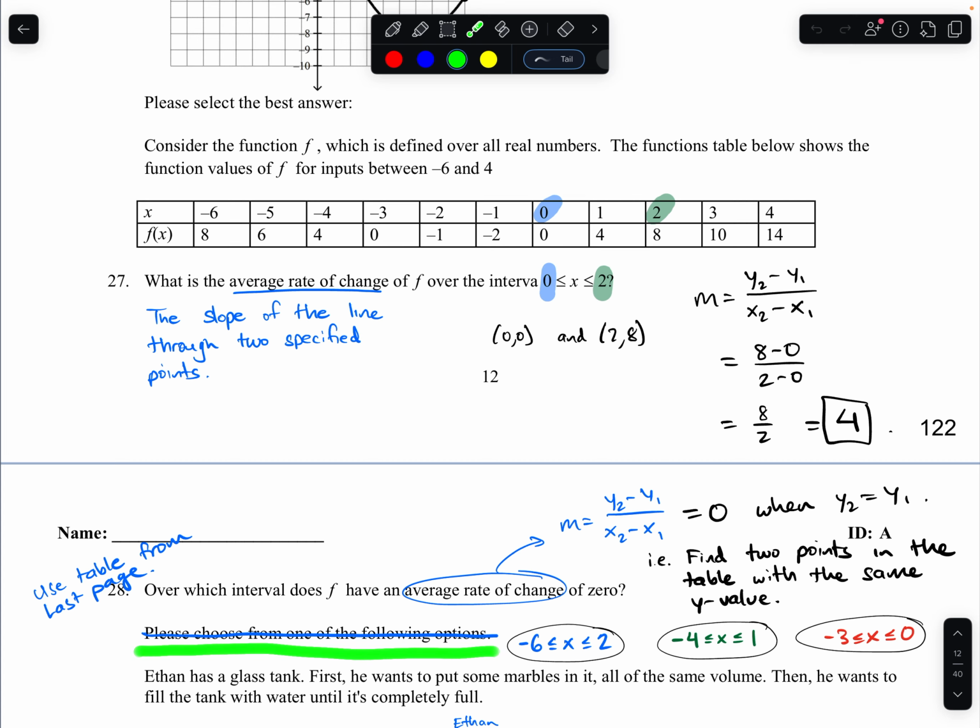On the final, it will be multiple choice and there'll just be one right answer. But since I didn't give you choices, there are 3 possible answers to this problem 28. You could say the interval negative 6 to 2 has an average rate of change of 0 because the y coordinates are both 8. You could say negative 4 to 1 has an average rate of change of 0 because those y coordinates are both 4. Or you could say negative 3 to 0 has an average rate of change of 0 because those both have y coordinates of 0. They have the same y coordinate.